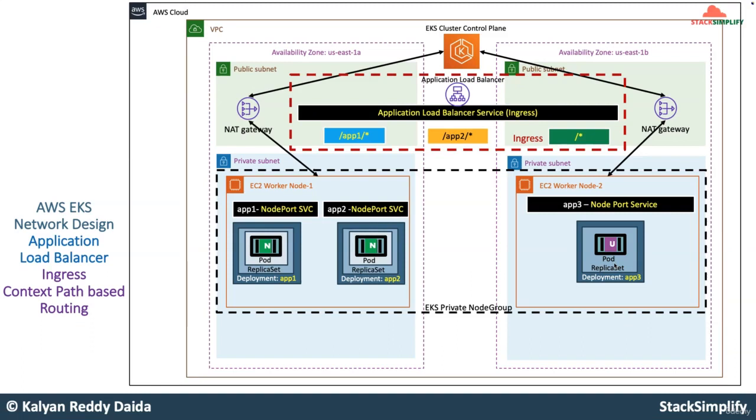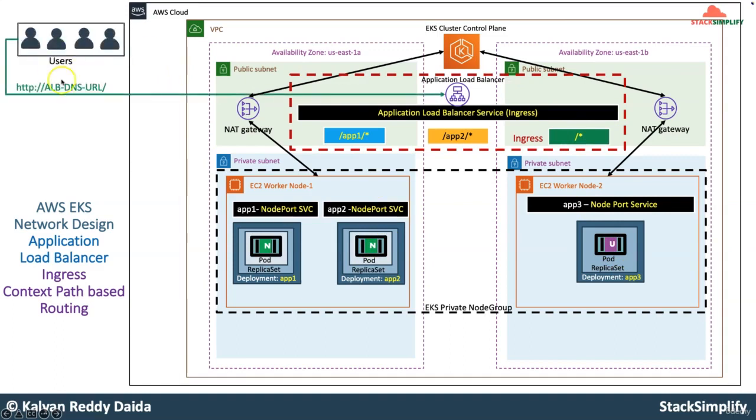Wherein we are going to define rules like /app1 goes to app1 node port service, which eventually goes to the app1 pod, and /app2 context path goes to app2 node port service, which eventually goes to the app2 pod, and anything with root context goes to app3 pod via app3 node port service. So as a user, whenever I access my application with the ALB DNS URL with root context, the request will go to app3 pod via node port service and ingress service, and the rule is /.